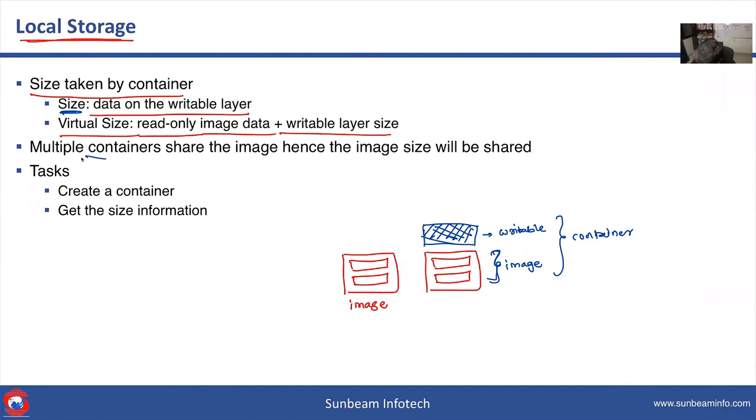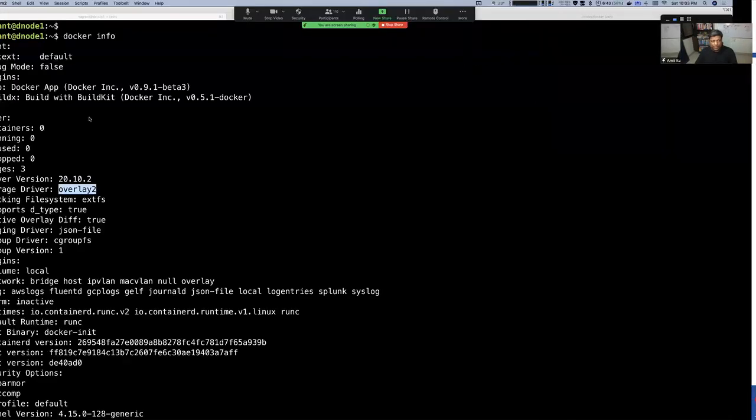Multiple containers share the same image, hence the image size will be shared. So when we are creating multiple containers on the same image, we talked about how all of those containers will share the same image files or the same image layers. So you will see the same image there. Again, I can go back and see if I'm running any container.